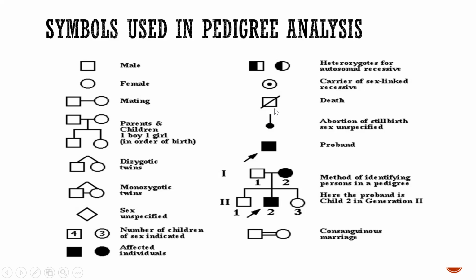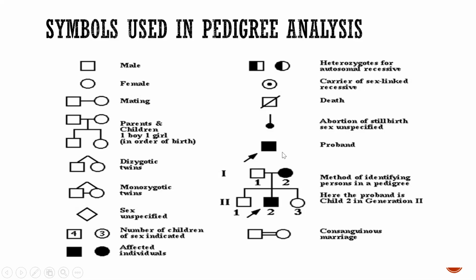This symbol indicates death, that is, this particular individual is not existing or is not alive. So if you draw a square and put a slash on it, it is the death of a male. If you draw a circle and put a slash on that, it indicates the death of a female. The next symbol indicates abortion, means before the complete development, if there is a miscarriage or an abortion of a particular offspring, it is represented with this symbol.